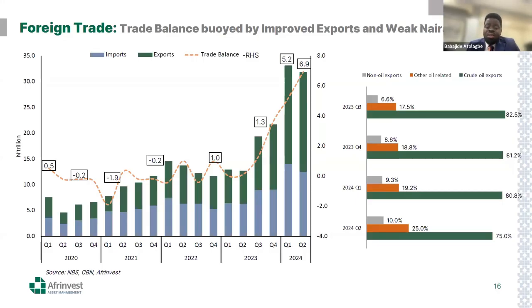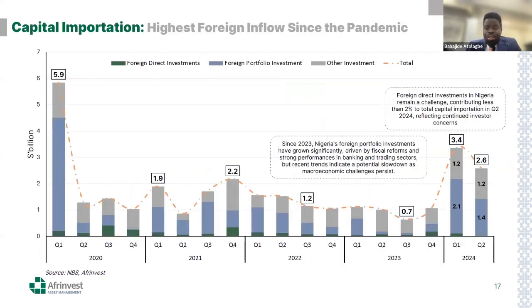So I mean, the story is still the same. We need to do more in terms of trade. We need to export more, and we also need to substitute imported products for locally made goods. Meanwhile, in terms of capital importation, I think I tried to touch on that. We've also done well, relative to the past few quarters.